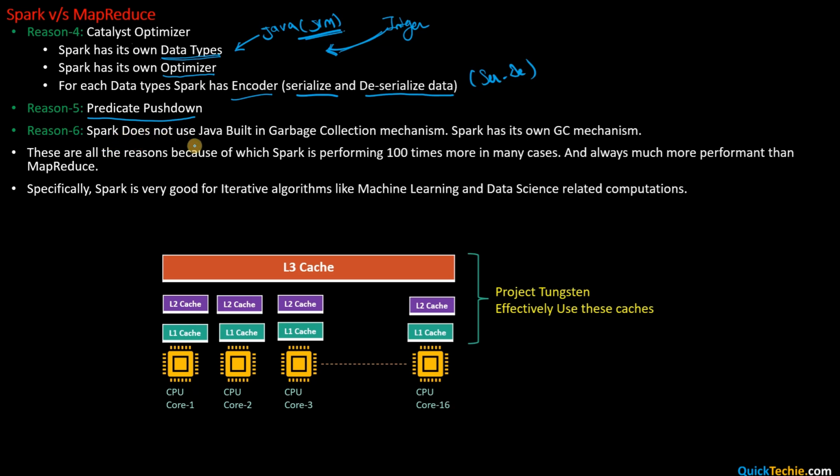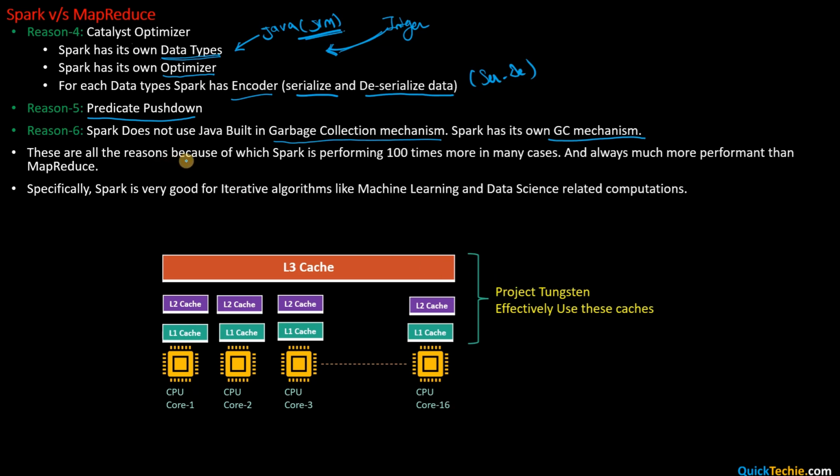Spark does not use Java's built-in garbage collection. I know Java has a good way to manage its own memory, but for such a latency-sensitive application, it cannot use the default garbage collection provided by Java. So Spark has its own garbage collection mechanism. Correct. So many improvements were made by Spark to make it a highly effective and efficient computation engine.